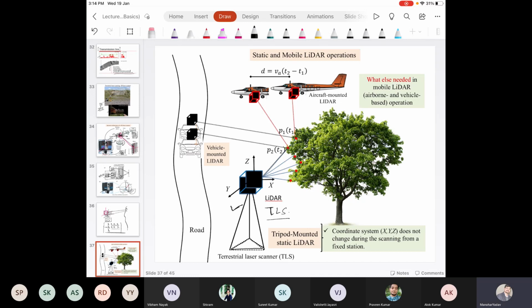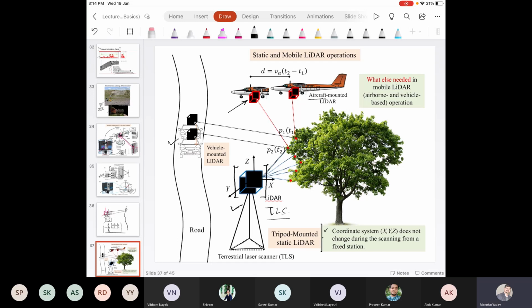Now let's say we mount this LiDAR system on a moving platform, like on top of a vehicle, or you integrate it with a flying aircraft. So what happens in this case? At time T1, the position of the aircraft is somewhere here. This is an aircraft mounted LiDAR once you integrate it with the aircraft. At this position, a laser pulse is fired, and by using the return and the angles which are computed, the coordinate of P1 is measured.